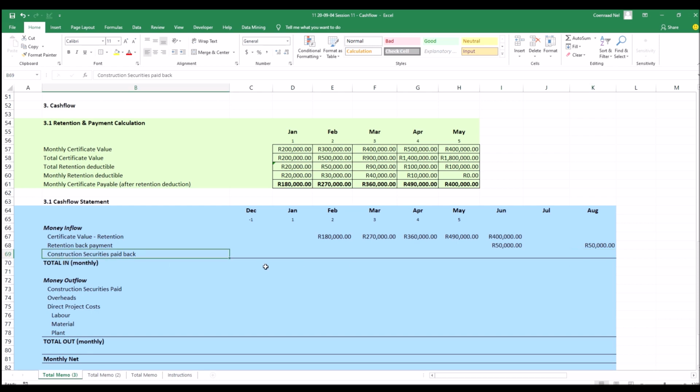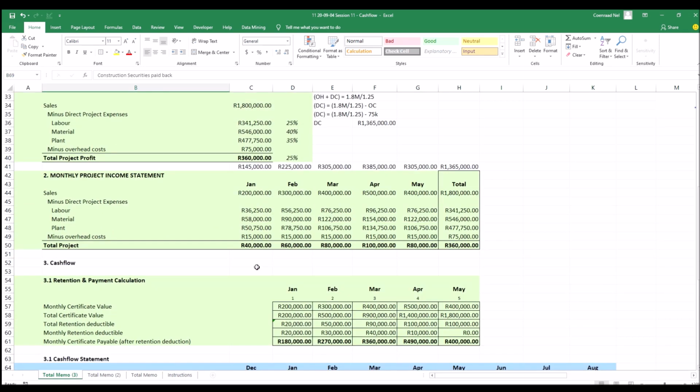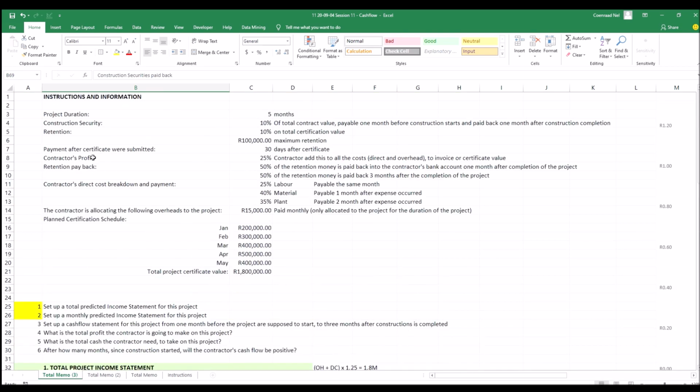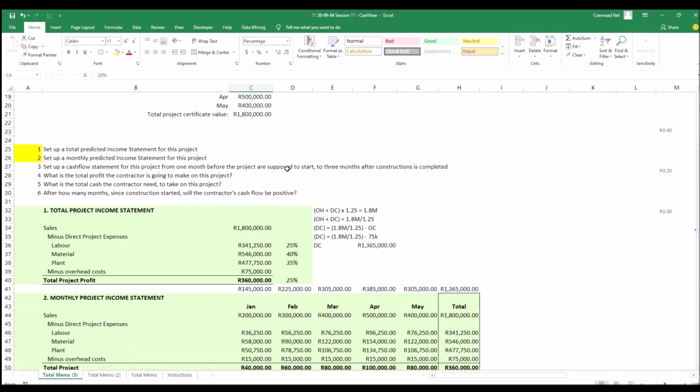And then there's something else here. They say the construction securities. Let's have a look at that. Remember, this is money flowing in, so we're not looking at what you pay, but we need to know what you pay because you need to get that back. Let's look at what they say about securities. Construction security, they say it is 10% of the contract value, payable 1 month before the project starts and paid back 1 month after construction is completed. 10% of the total.